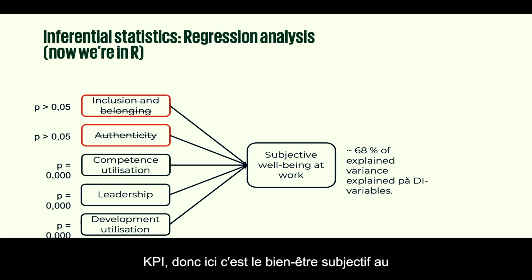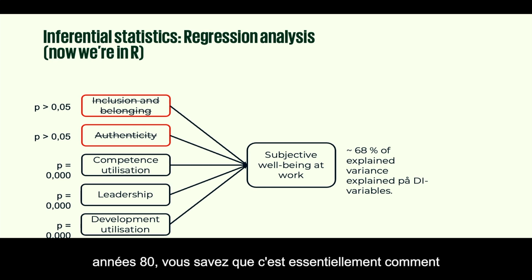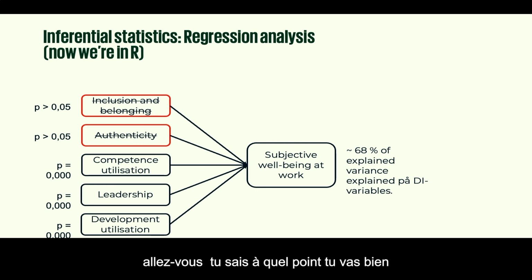So here it's subjective well-being at work, which is one of the most important ones. That's, going back to psychological research all the way back to the 80s. It's basically how are you doing? How well are you off? Not the same thing as happiness, which is, when you're super happy, that's another thing, but it's how content are you? All right, this is important because if you want to improve on KPIs, you have to know which of these categories actually have an effect.